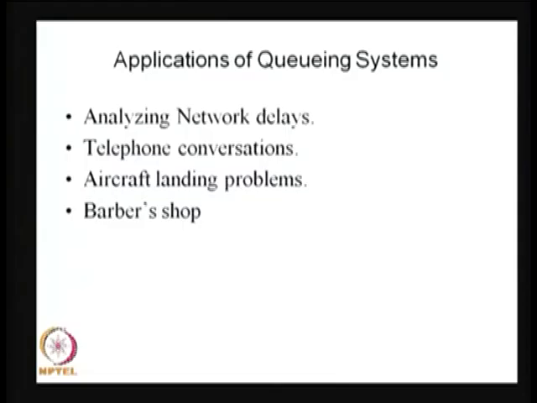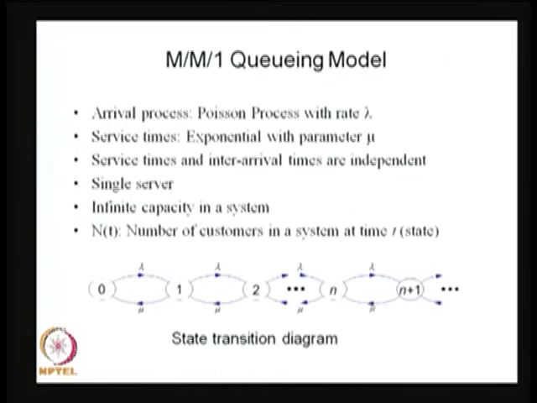There are many applications of queuing system. We are going to discuss the abstract queuing system in a further lecture. The easiest or the simplest queuing model is a Markovian queuing model, that is the M/M/1 queuing model. Later we are going to relate it with the birth-death process also.